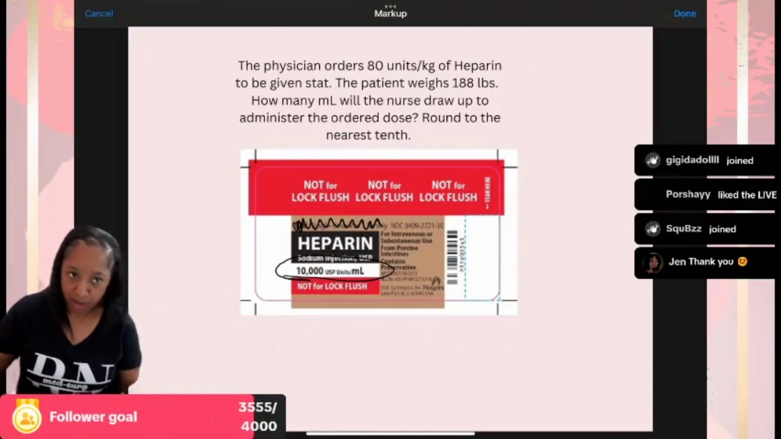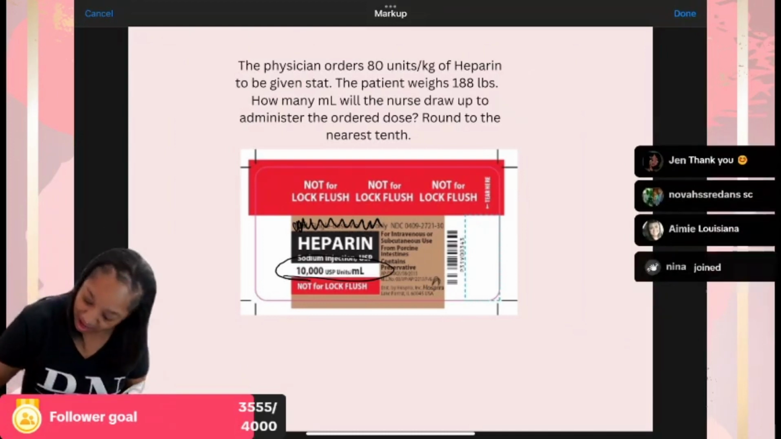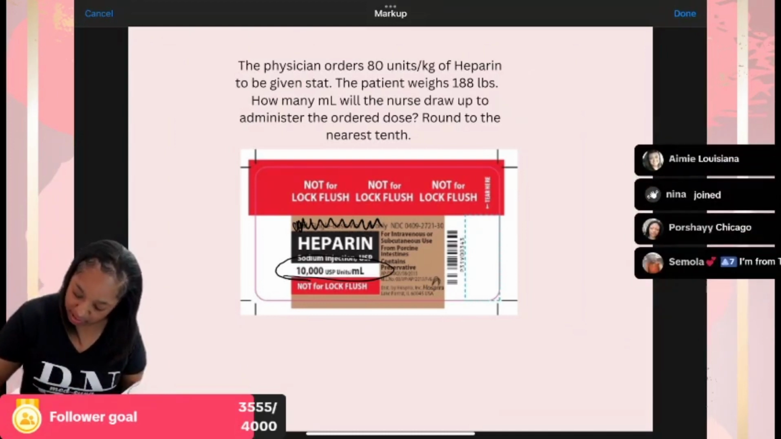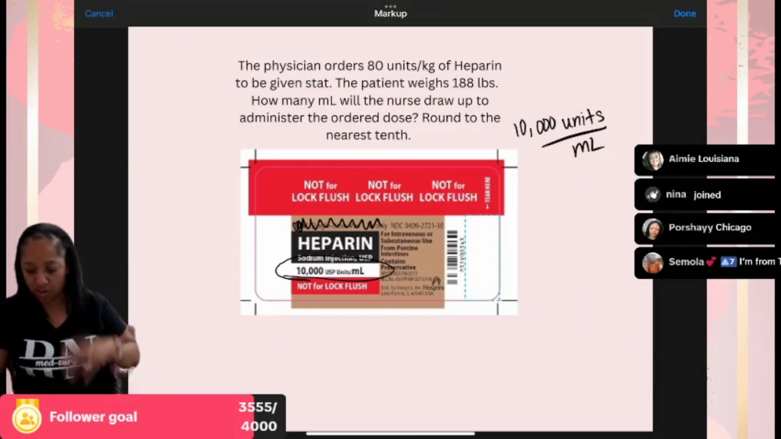All right, so our concentration is going to be 10,000 units per mL.